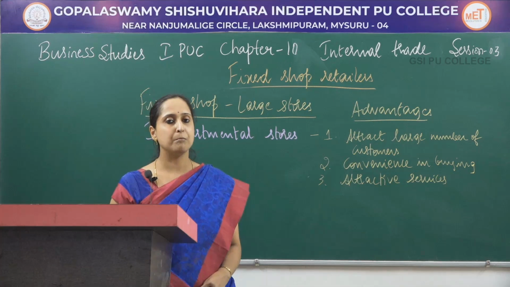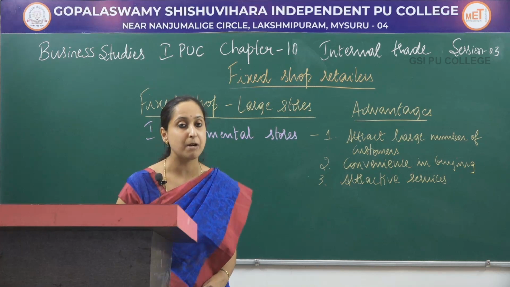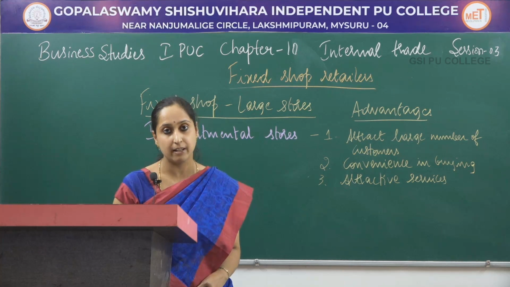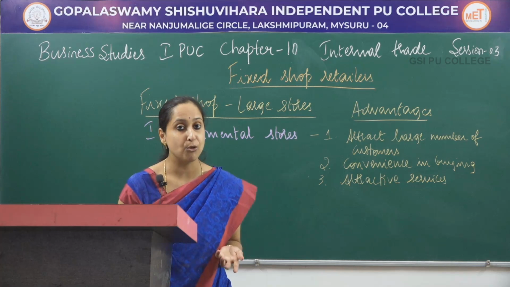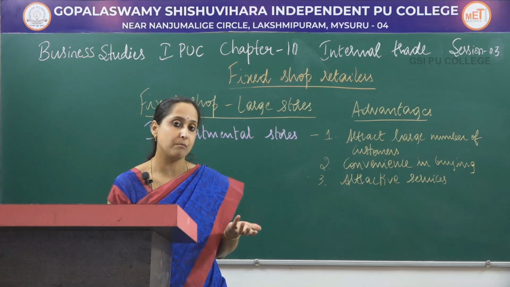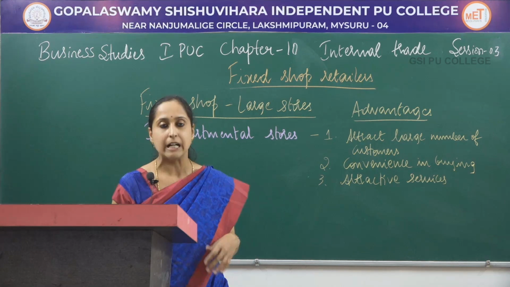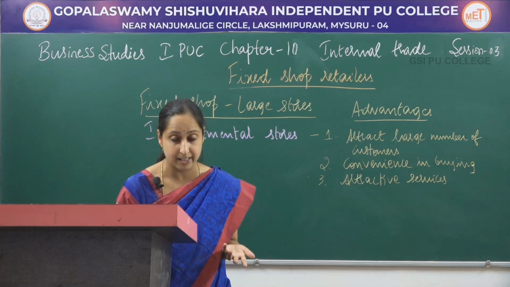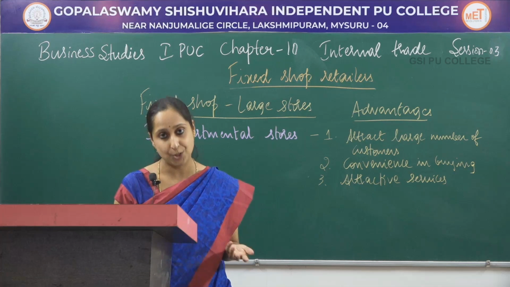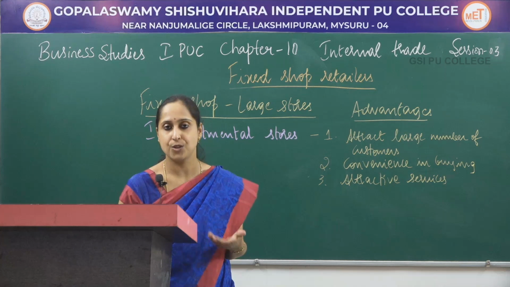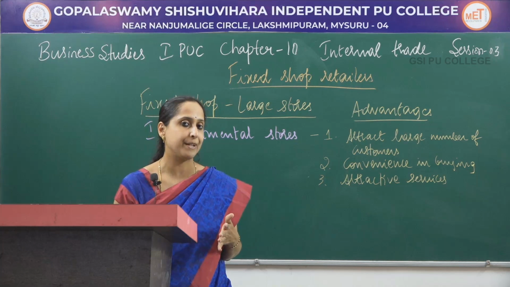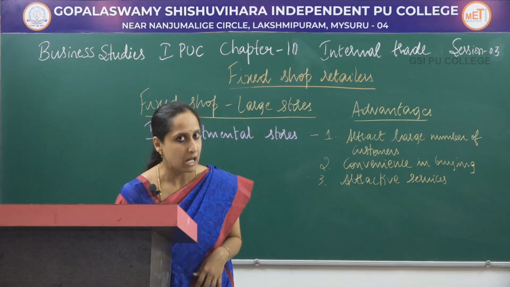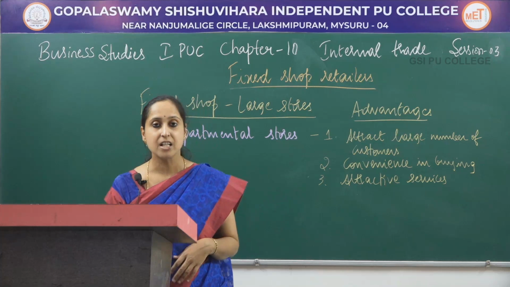Third one is attractive services. There are many attractive services given by departmental stores to customers, like providing free home delivery of the product, execution of telephone orders. If you phone and place an order, they will bring it. Also grant of credit facilities and provision of restrooms, telephone booths, restaurants, saloon, etc. All these are facilities provided by departmental stores to customers. So that is attractive services.